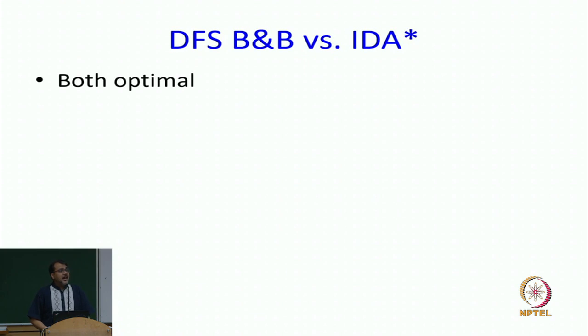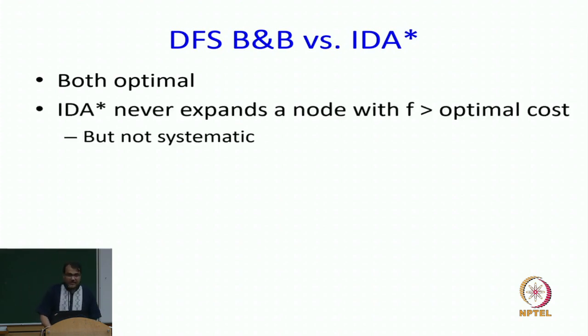However, I claim that one algorithm is systematic and one algorithm is not systematic. Which algorithm is systematic? Branch and bound, because it is doing depth first search, whereas IDA star has a bound. So, whenever it increases its bound, it needs to restart. So, it will visit the same node twice, right. So, IDA star is not systematic.